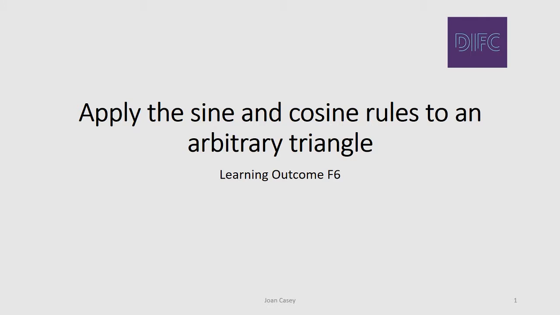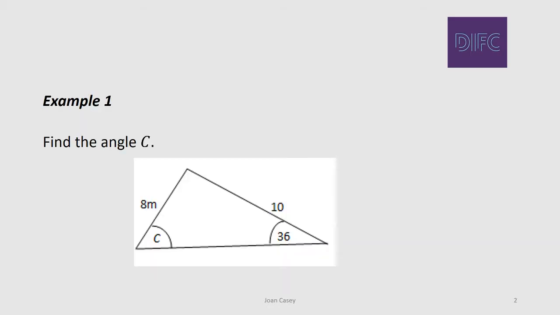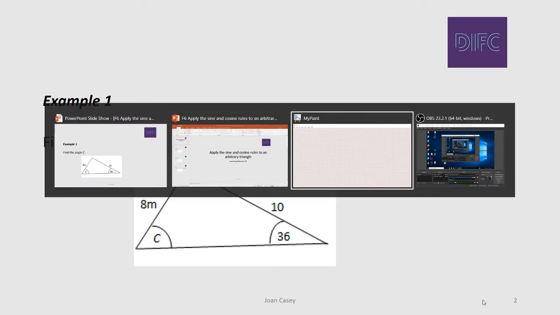In this video, we're going to apply the sine and cosine rules to an arbitrary triangle. The first example we look at is to find the angle at C, and we have a triangle where we're given 8 meters, 10 meters, and the angle 36 degrees and the unknown C. So let's take a look at that.